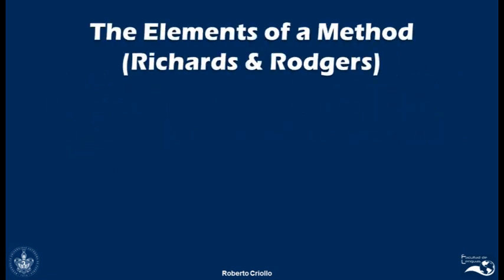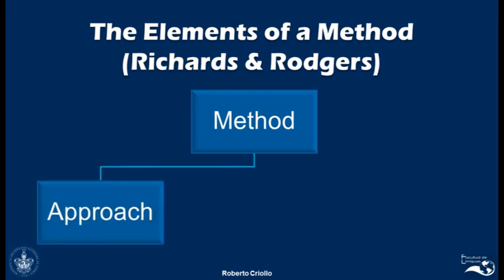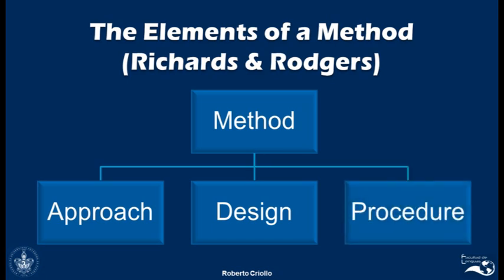In order to understand the dimensions of a method, it is very useful to consider this framework by Richards and Rodgers. So according to them, a method contains an approach, which is a theory of language and a theory of language learning, and then these principles are used to design specific roles for the teacher, the students, the kind of materials, and so on. And finally, the procedures establish specific activities and exercises to practice the language.